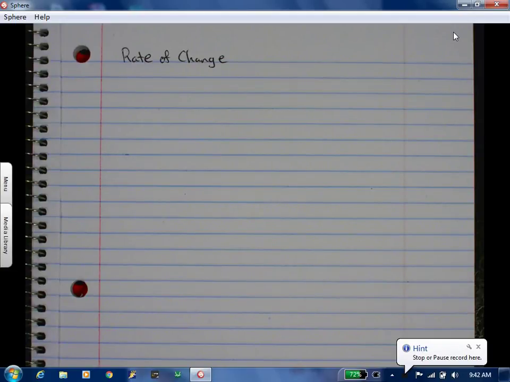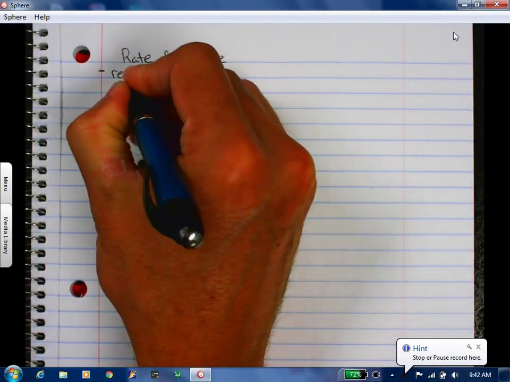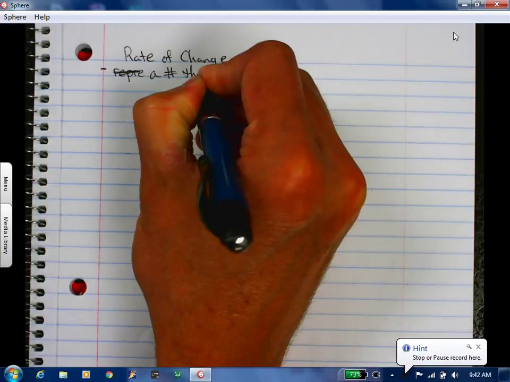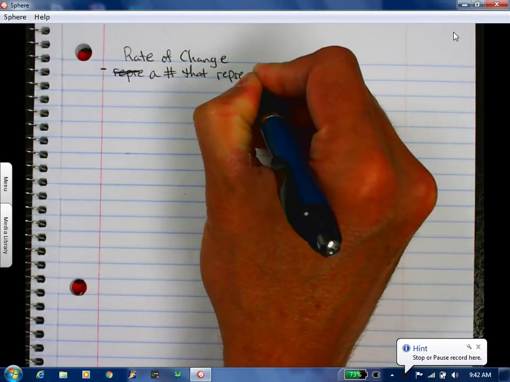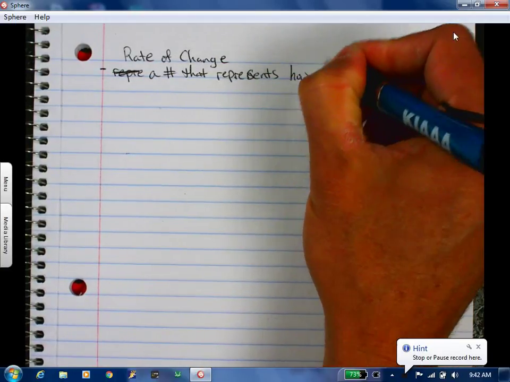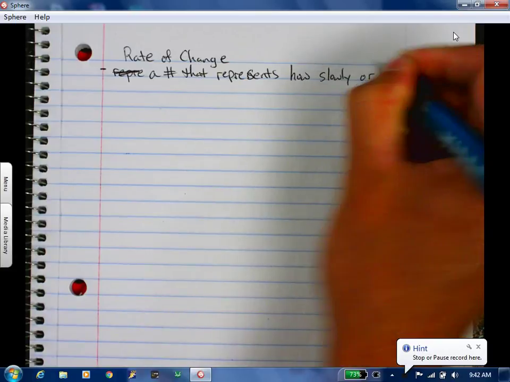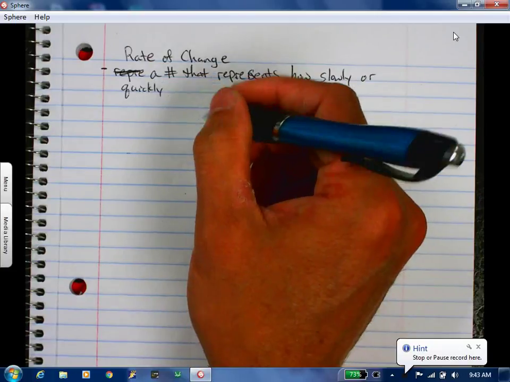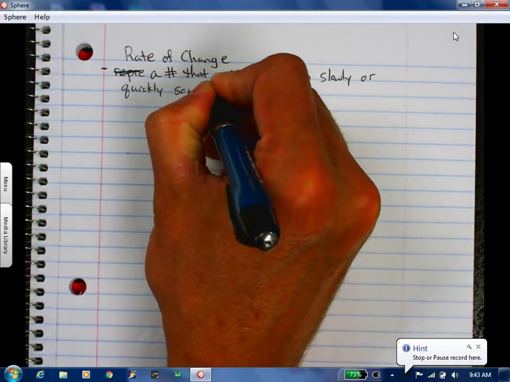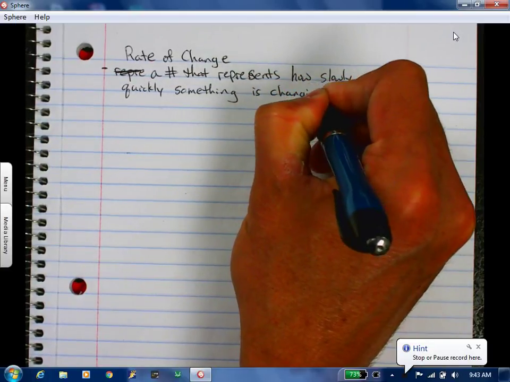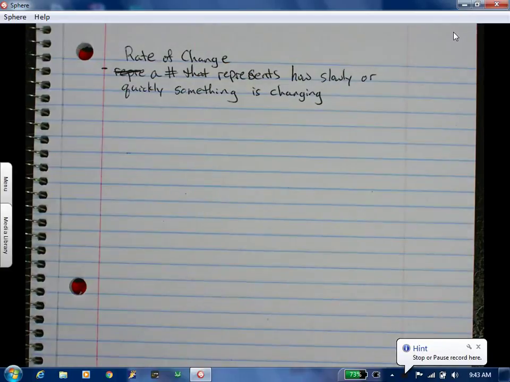Okay. Let's write this down. So rate of change represents a number that represents, spell it correctly, how slowly or quickly, I might kind of break my own rule here a little bit, something is changing. I think we all know what it means if we're changing, but if we have a rate of change.